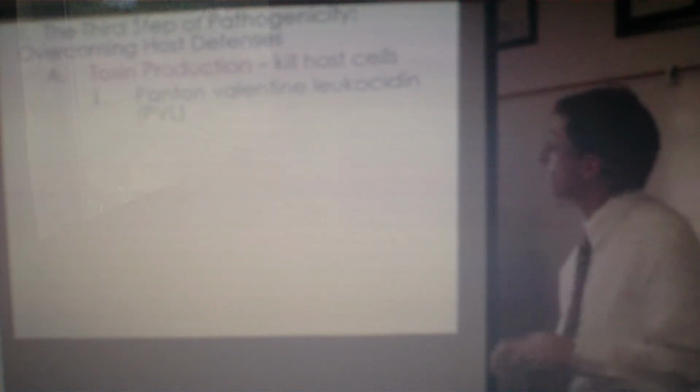One is toxin production. These toxins will kill host cells. And one of the most well-known virulence factors for MRSA is this Panton-Valentine leukocidin, or PVL. And we already know what leukocidins are. Remember what kind of cells leukocidins kill? The name itself is a big hint. Leuko for white, it kills. So this is the type of toxin that kills white blood cells.